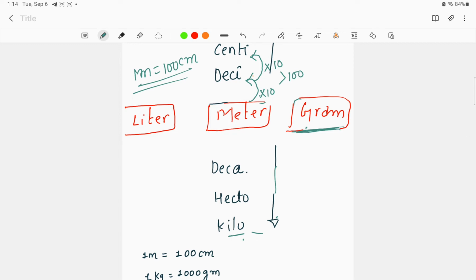So here we have to go from gram to kilo. It means we have to go downwards, right? So how many steps downward do we have to go? From gram to deca is one step, from deca to hecto is another step, and from hecto to kilo is another step. So basically we are going downwards. It means we are dividing by 10 for each step. From gram to deca, we divide by 10. From deca to hecto, again divide by 10. From hecto to kilo, again divide by 10.